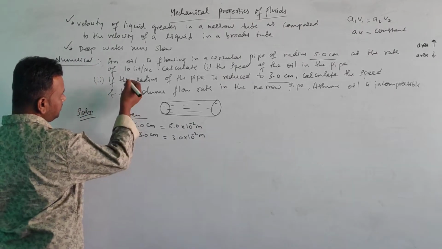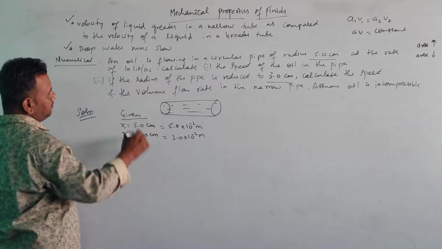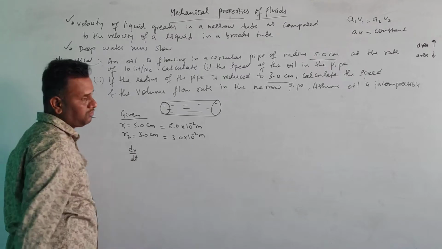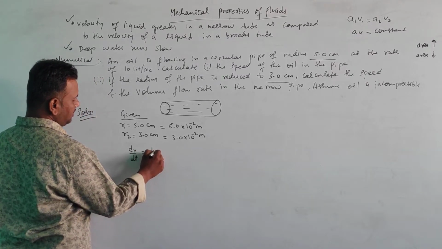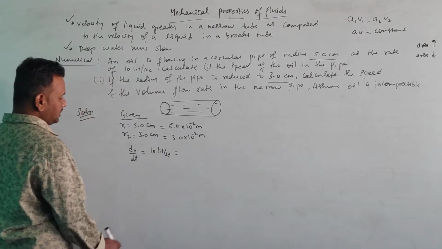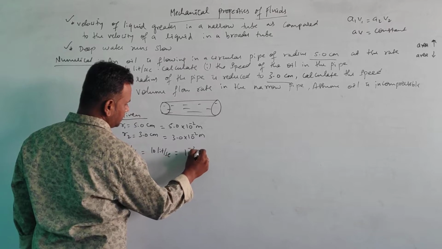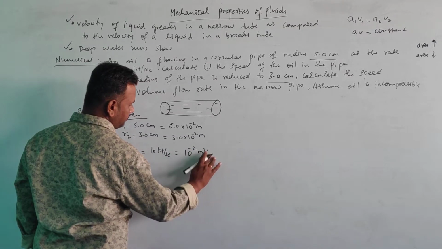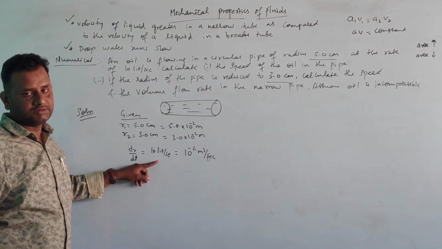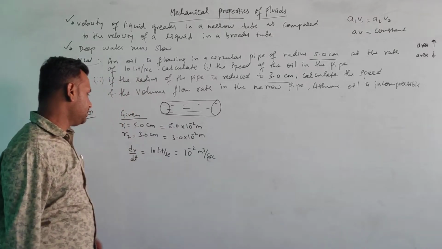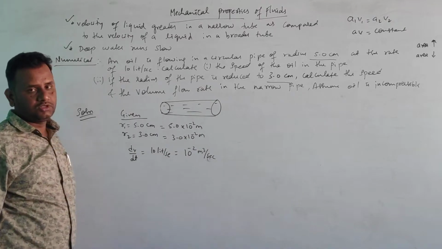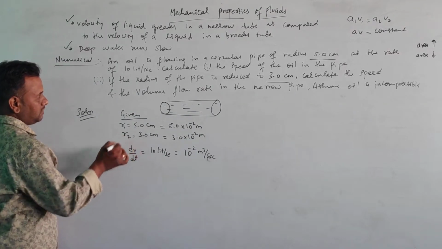So the rate of flow of oil is how much? There is 10 liter per second. That means dV by dt value is given. Here V means volume. dV by dt means 10 liter per second. We will convert it into cubic meter. As 1 liter is 10 to the power of minus 3 cubic meter, 10 liters will be 10 to the power of minus 2 cubic meter per second. So that is the given data.